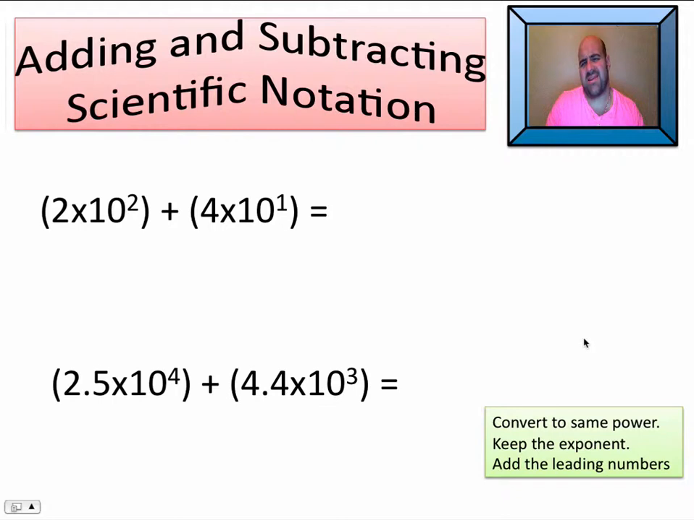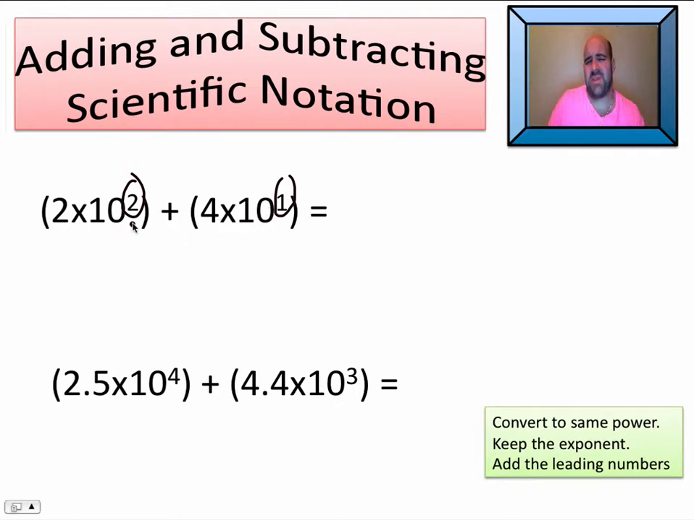Adding and subtracting scientific notation. The rule is you have to convert the numbers to the same power. And then you keep the exponent and you just add the numbers. So the idea is this number right here has to be the same as this one. So we have to convert one of these numbers. We have 4 times 10 to the first.